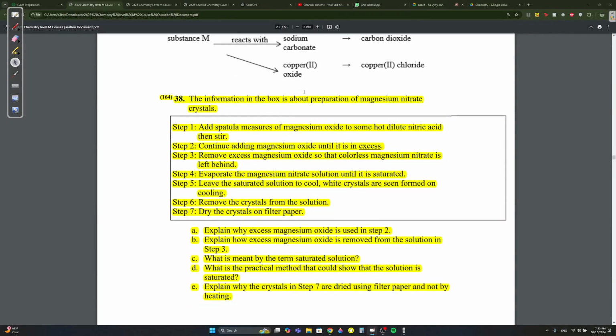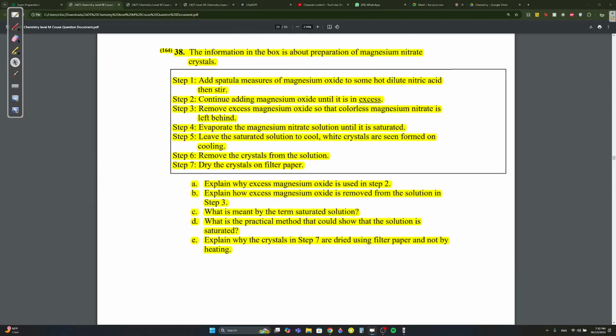Hydrochloric acid. The information is about the preparation of magnesium nitrate, MgNO3. Add spatula measures of magnesium oxide to some hot dilute nitric acid and then stir. Continue adding magnesium oxide until it is in excess. Remove excess magnesium oxide so that colorless magnesium nitrate is left behind.